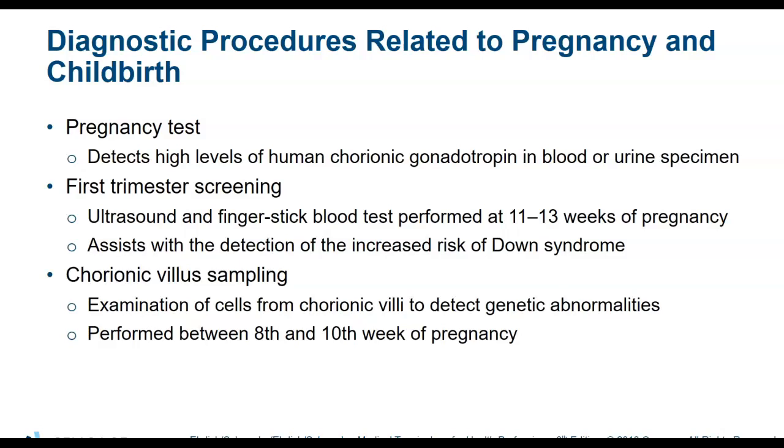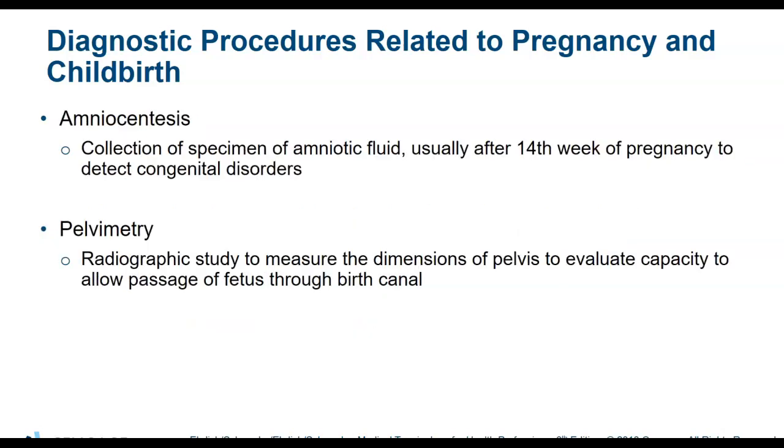Chorionic villus sampling, they actually examine the cells from the chorionic villi to detect genetic anomalies. They can perform this between the 8th and 10th week of pregnancy.